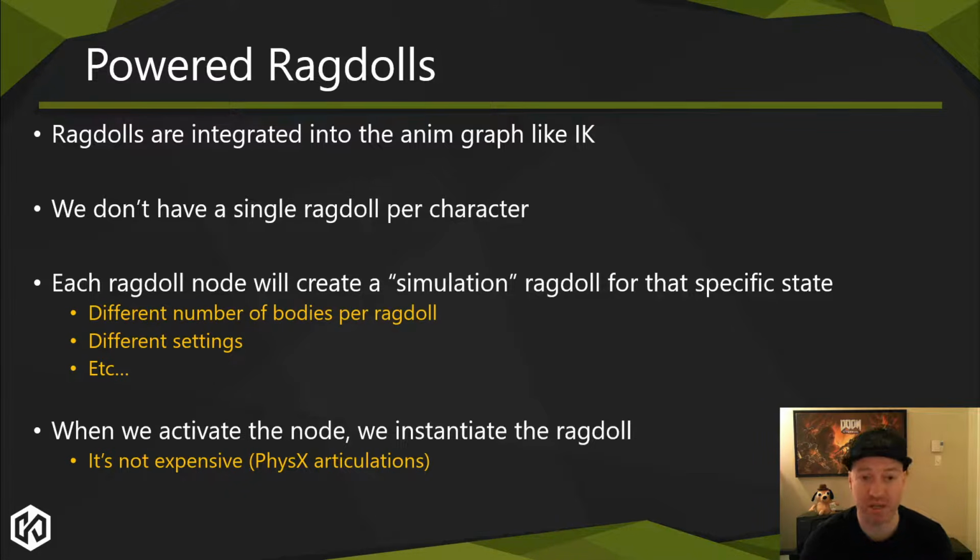So we create a simulation Ragdoll for a given state. So what we do is we can create very bespoke setups of Ragdoll saying, hey, this is a Ragdoll that just has the upper body, or hey, this is a Ragdoll that just has the lower body, or this is a full body one, or whatever. And whenever we activate that specific node, we instantiate that Ragdoll. It's surprisingly inexpensive. If you use the PhysX articulations feature, it's really, really cheap, and you get some really, really good results with it.